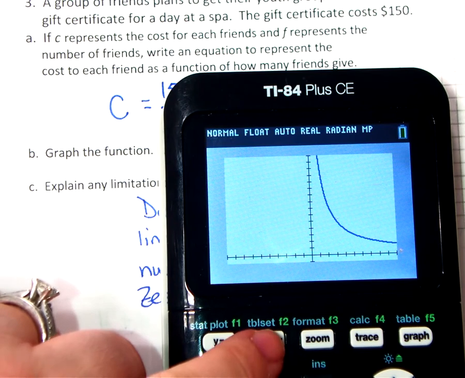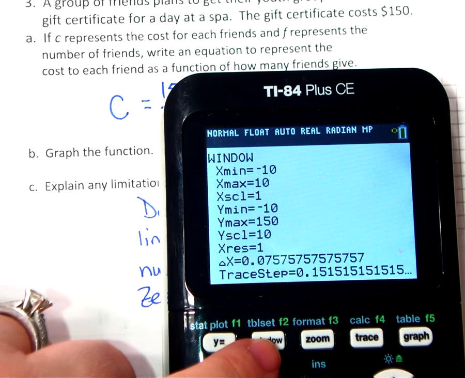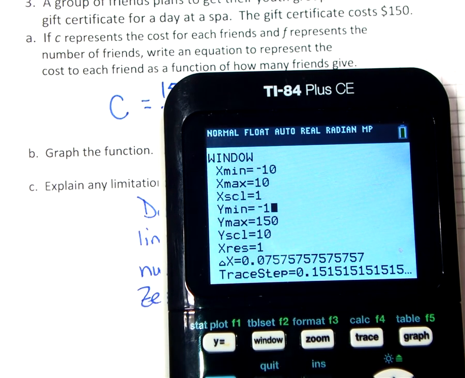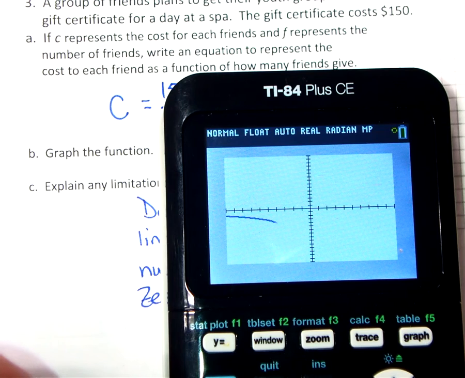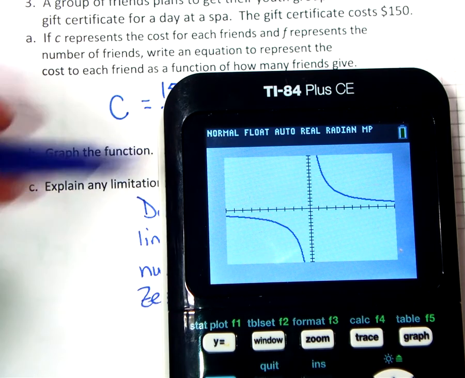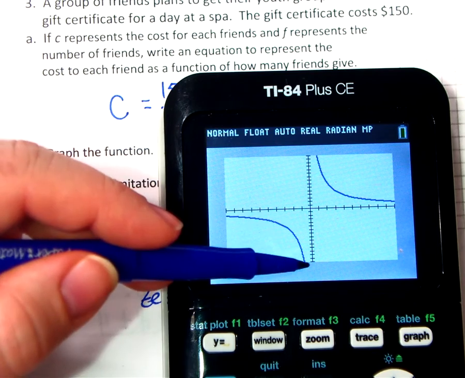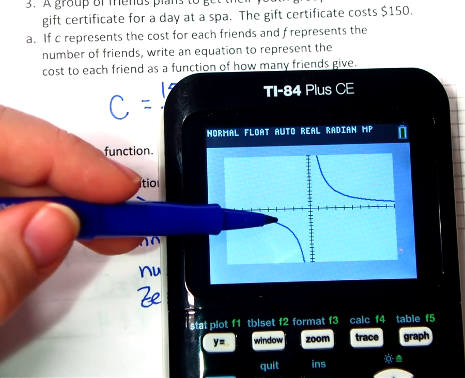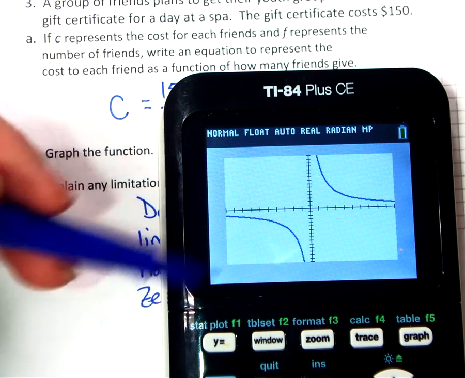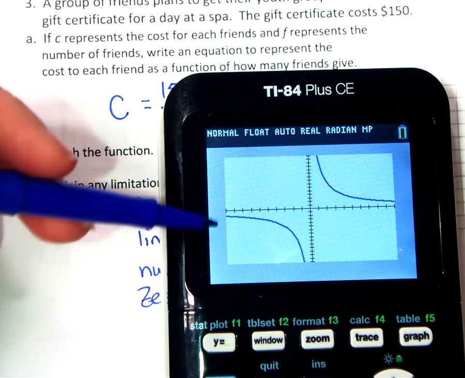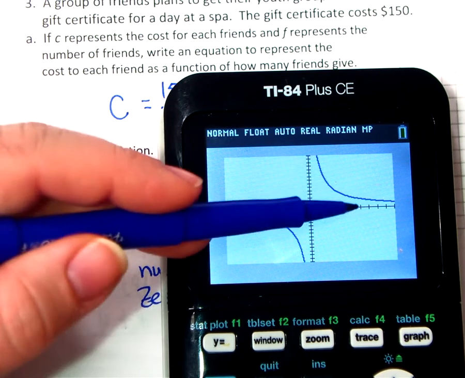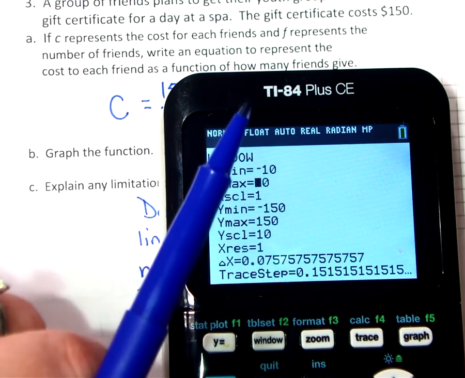If you wanted to see the other branch of the graph, you would need to change the minimum to be negative 150. But like we just discussed with domain and range, this branch does not make sense in context of the word problem. This would be a negative amount of friends paying a negative amount of money, and that doesn't really work in our word problem. So we're going to concentrate solely on this first branch.